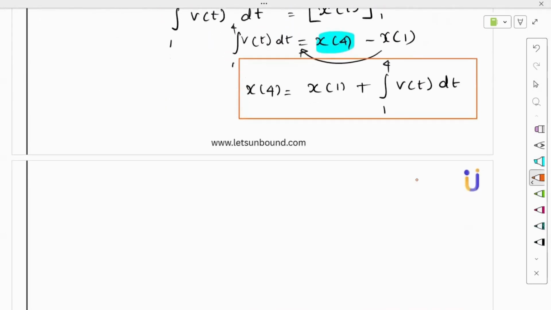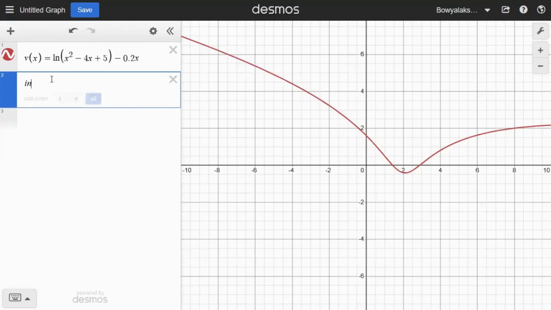This one, we need calculator help. So x of 4 is minus 3 plus the integral 1 to 4 of V of t dt. Right. So let's go to decimals and solve for this. Okay, my V of x is ready. Now integral. So you type int, and your limits are 1 to 4, and we are going to integrate v of x. So also you should give dx.